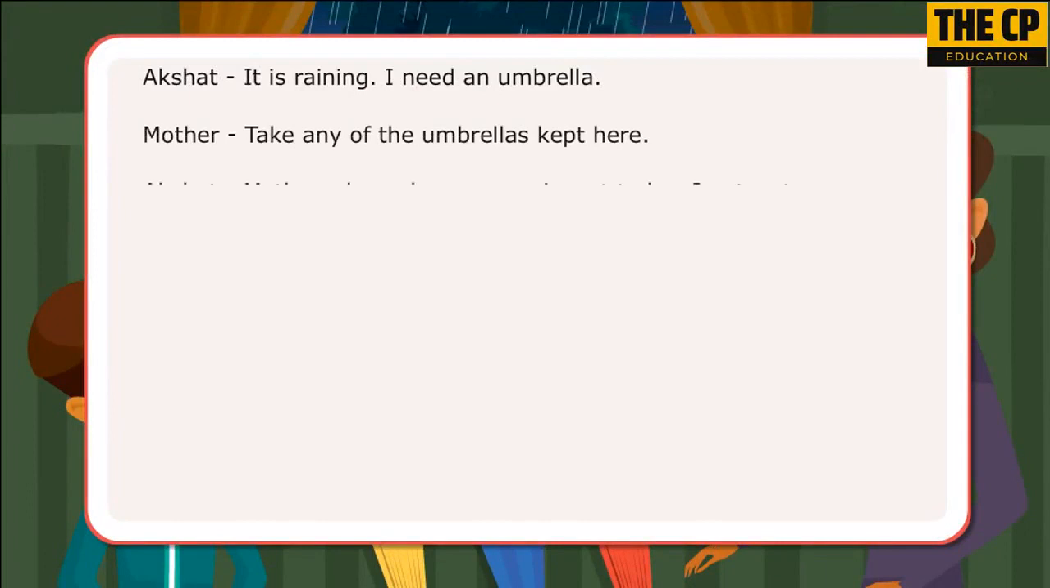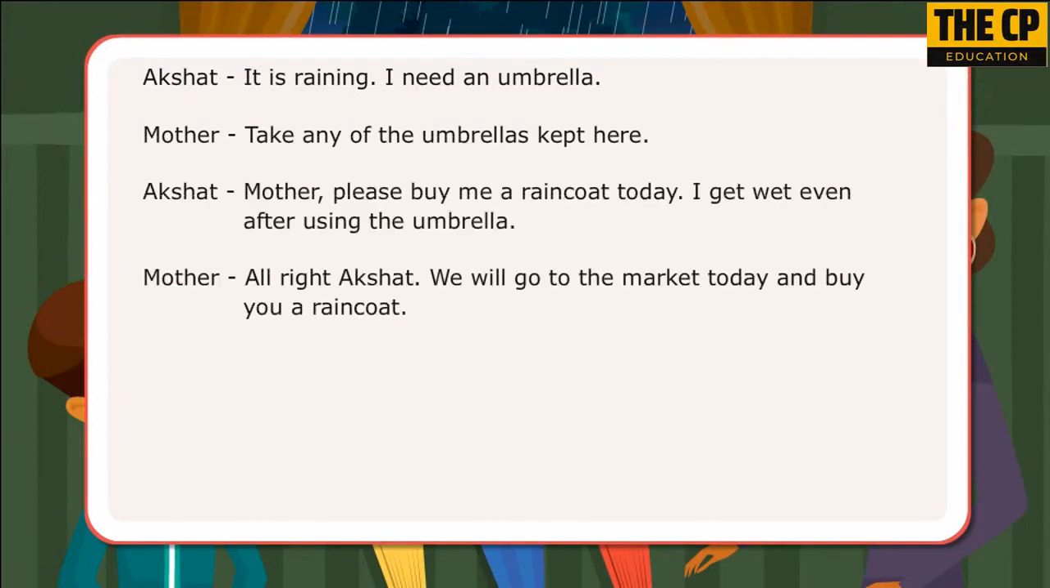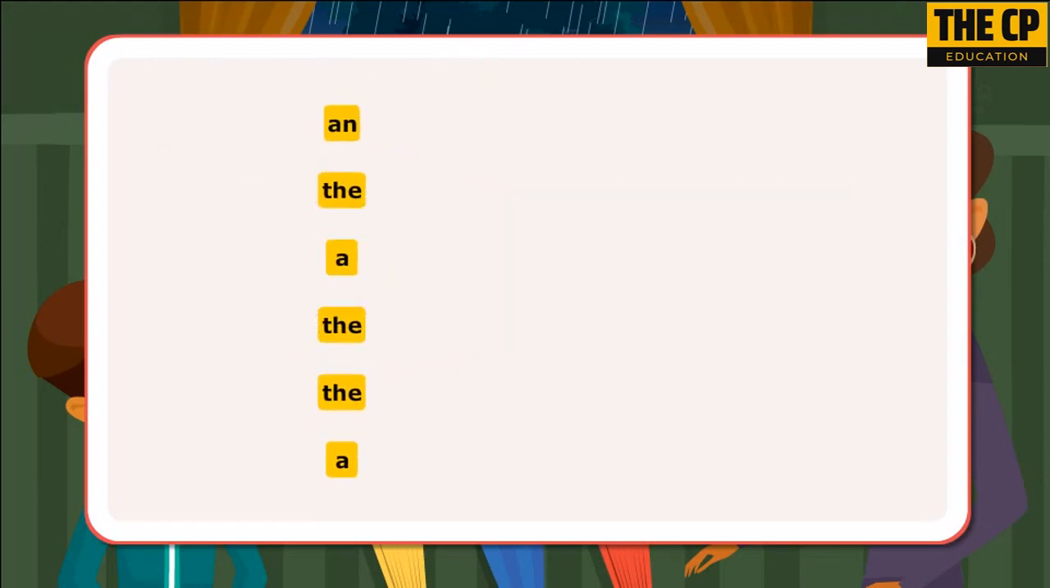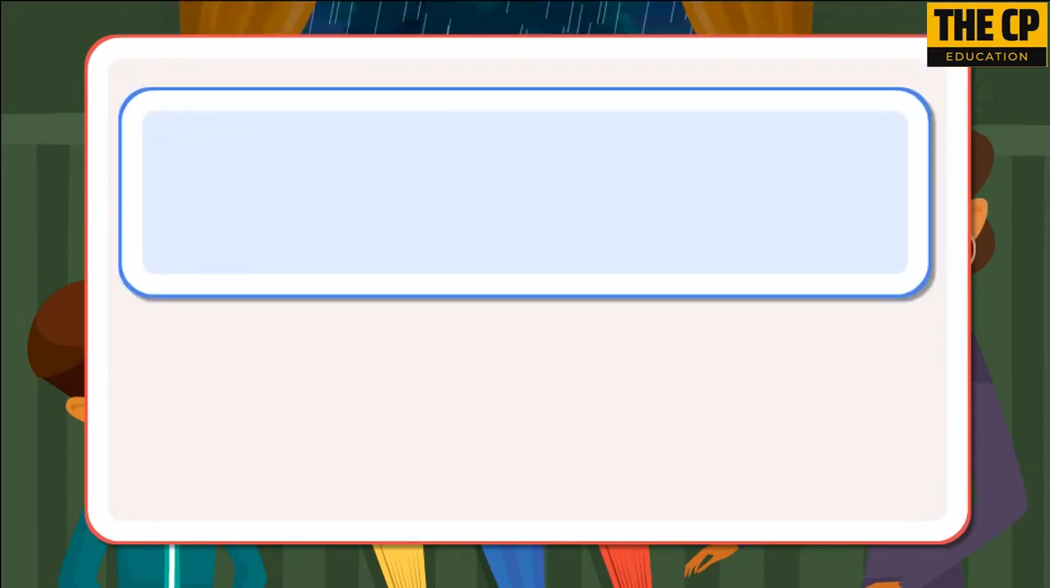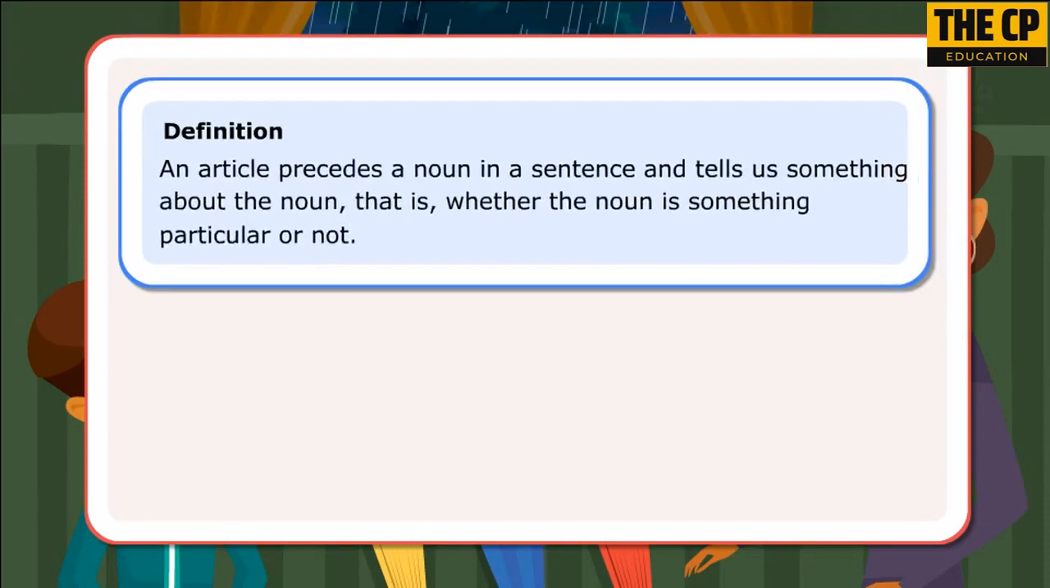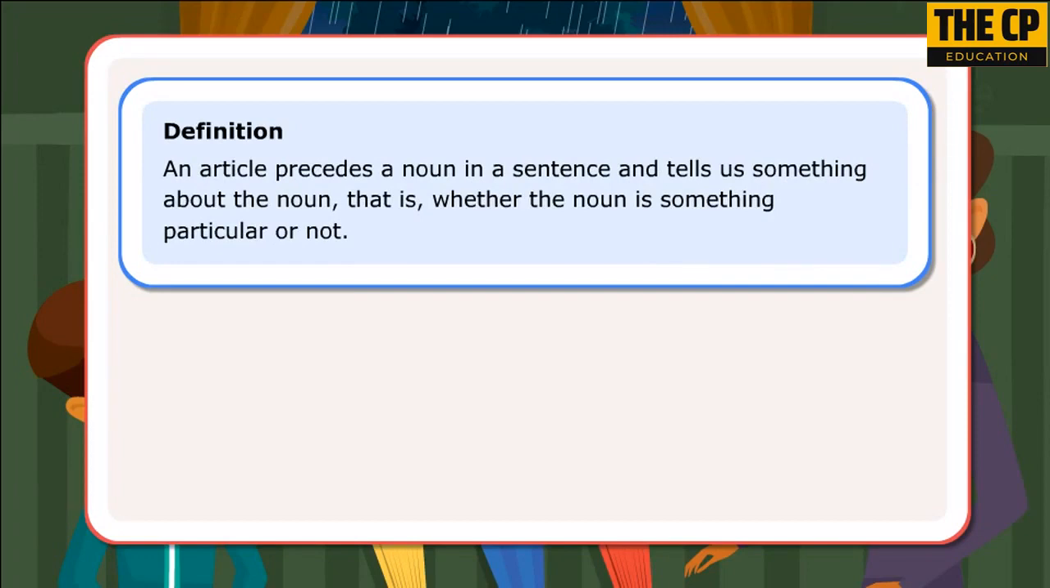In the dialogues, the boy and the mother have used words that give information about the nouns that follow and make it clear whether something general or specific is being mentioned. The words a, an, the are the examples of articles. Definition. An article precedes a noun in a sentence and tells us something about the noun, that is, whether the noun is something particular or not.